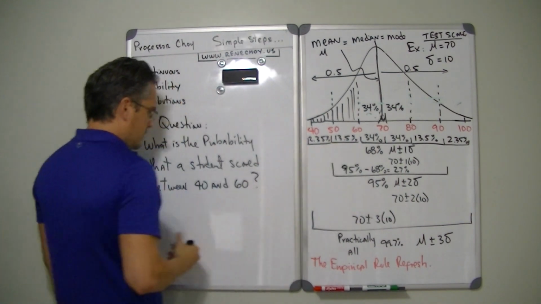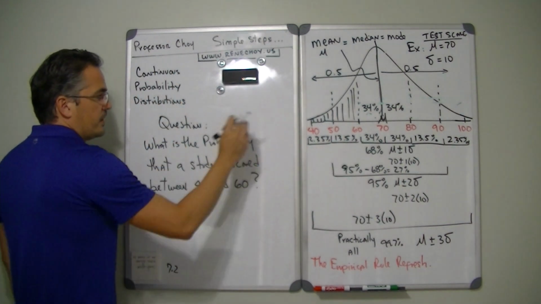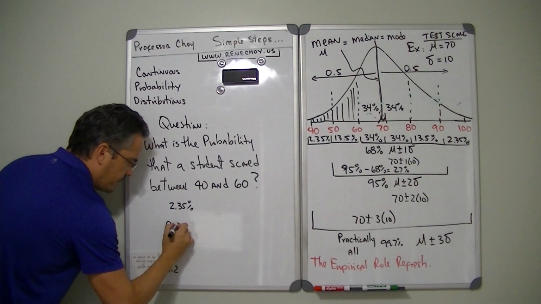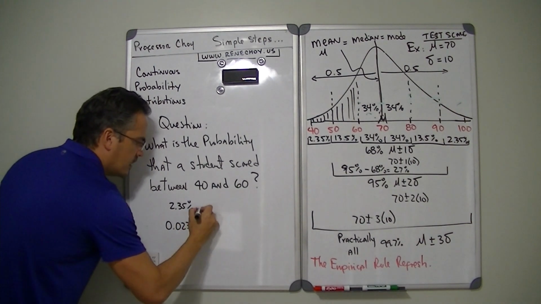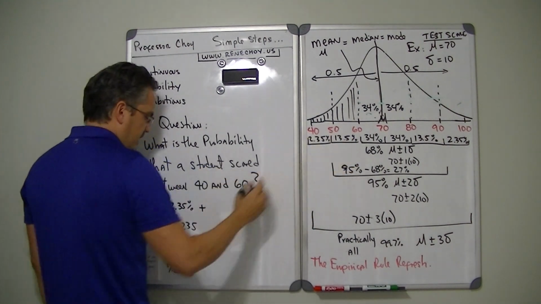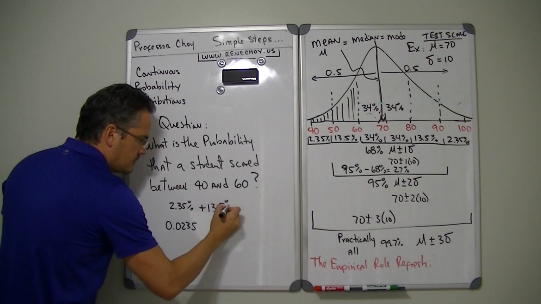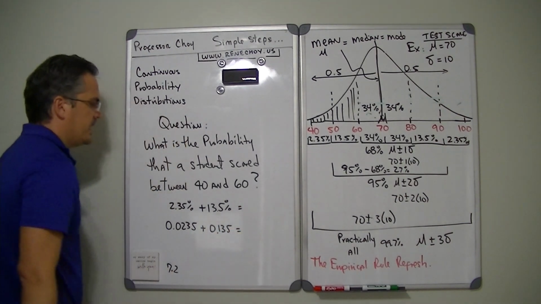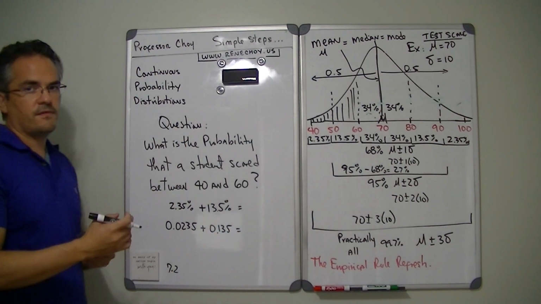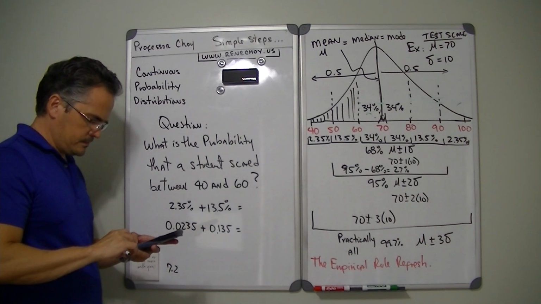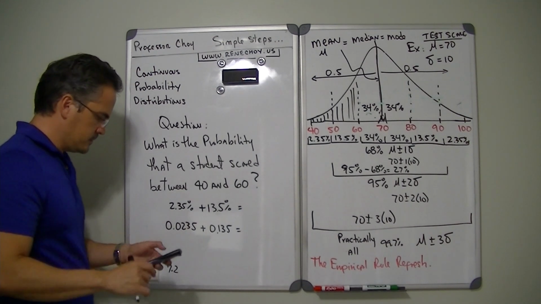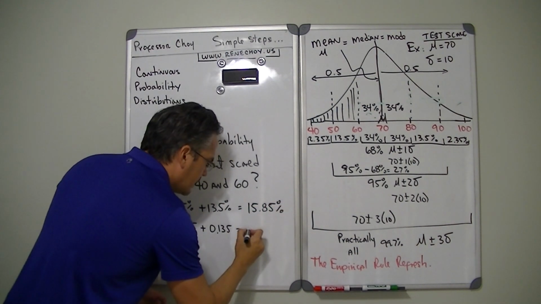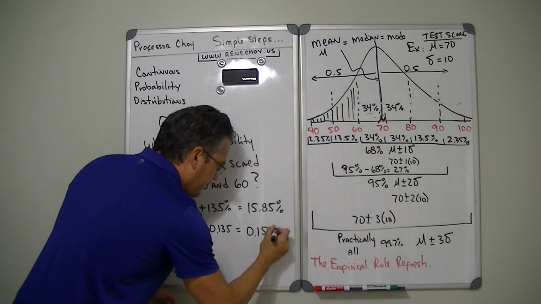Because these endpoints fall exactly where my empirical rule explanation shows up, all I gotta do is add those two numbers. So the probability between 40 and 50 is 2.35%, or the same thing as 0.0235. And then we gotta add 13.5%, or the same as 0.135. And that's our answer. 2.35 plus 13.5 gives us 15.85%, or 0.1585.